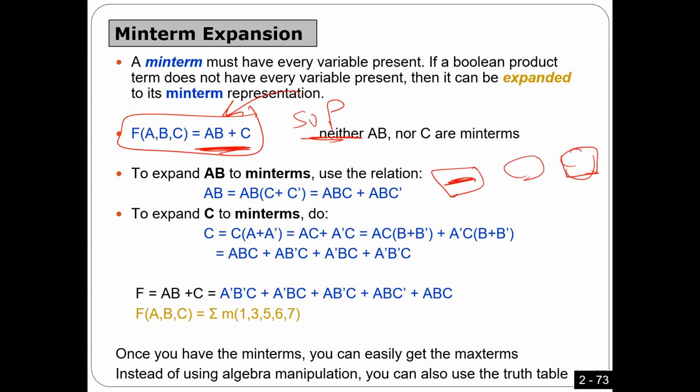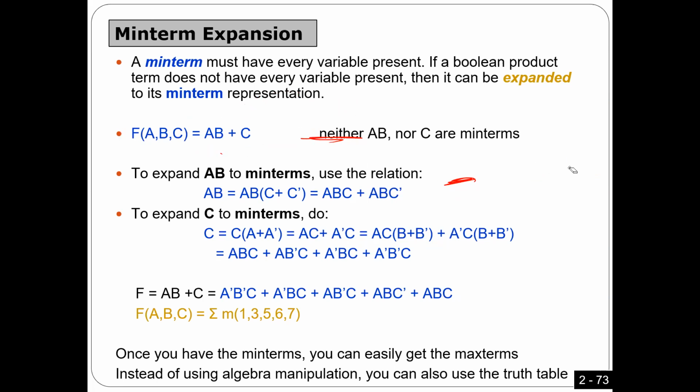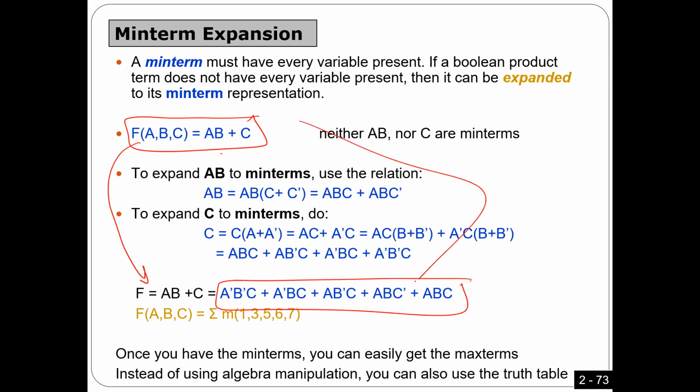Okay, the 3 variables I have. What I'm teaching in this slide, guys, is given this one, how I can get an equivalent one this way. Both of them are sum of product, but this one is not min terms and this one is min terms. So how can I, using algebra manipulation, transfer it from here to here, so that you can get 1, 3, 5, 6, 7 this way? I get the min terms. So let's see how you can do it.